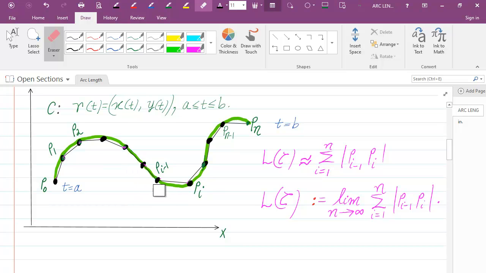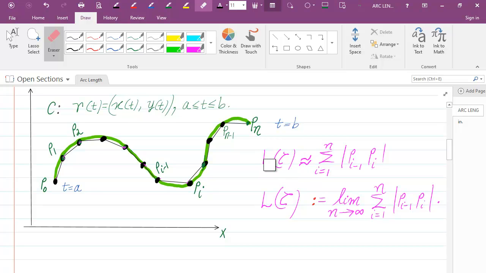Now, the notation here: when we write Pi minus 1 Pi with an absolute value sign, this is my notation for the length of the line segment from the point Pi minus 1 to the point Pi. So this summation here, this is the sum over all values of i from 1 to n of this length. So this is the sum of the lengths of all these line segments here. And so that is approximately the length of C.